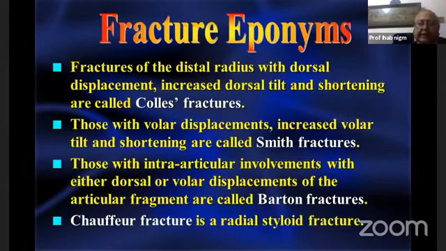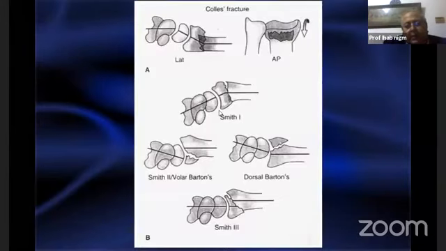Fractures of the distal radius with dorsal displacement, increased dorsal tilt, and shortening are called Colles fracture. Those with volar displacement, increased volar tilt, and shortening are called Smith fractures. Those with intra-articular involvements with either dorsal or volar displacements of the articular fragments are called Barton fractures. Chauffeur fracture is a radial styloid fracture. This is Colles type, Smith type, Barton types, and Smith fracture.